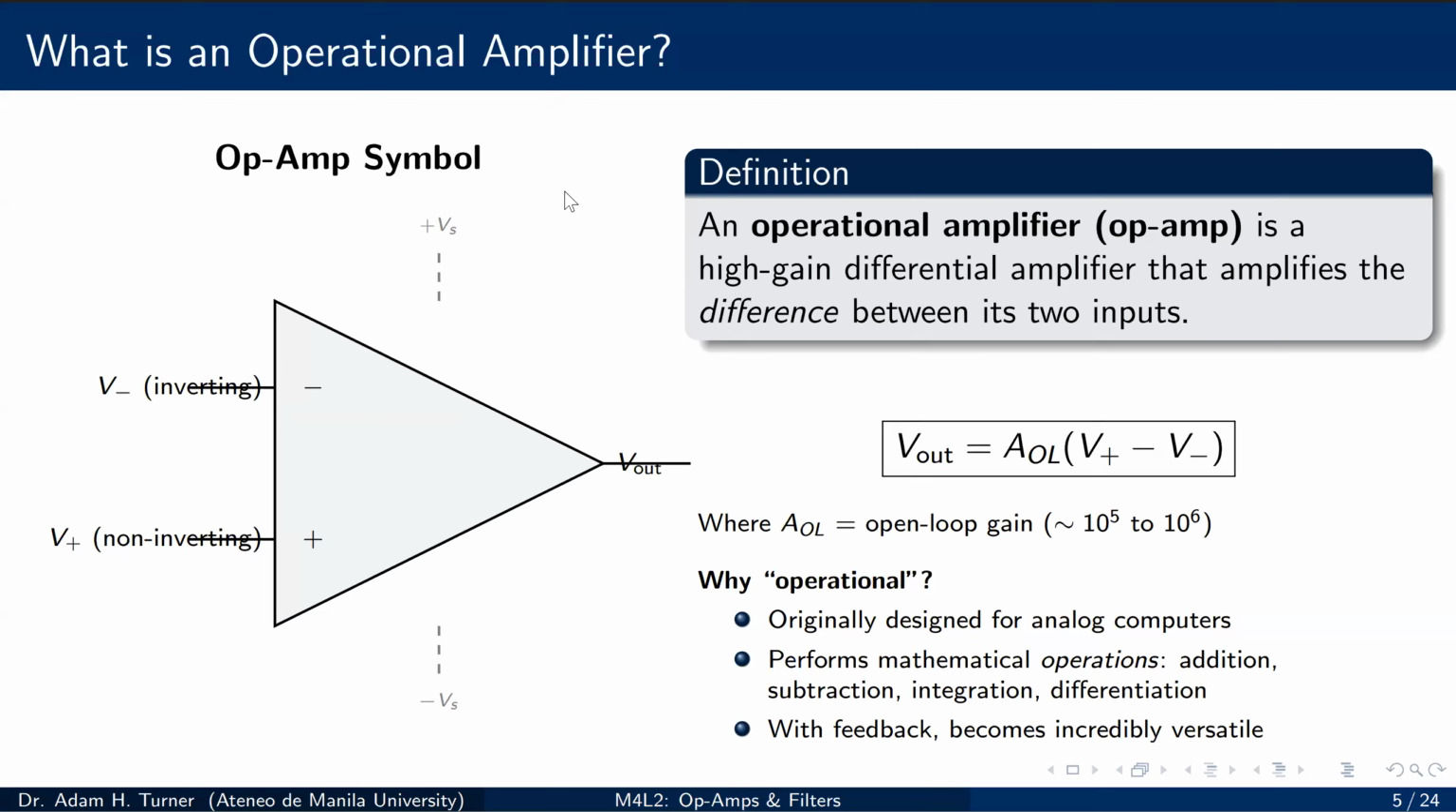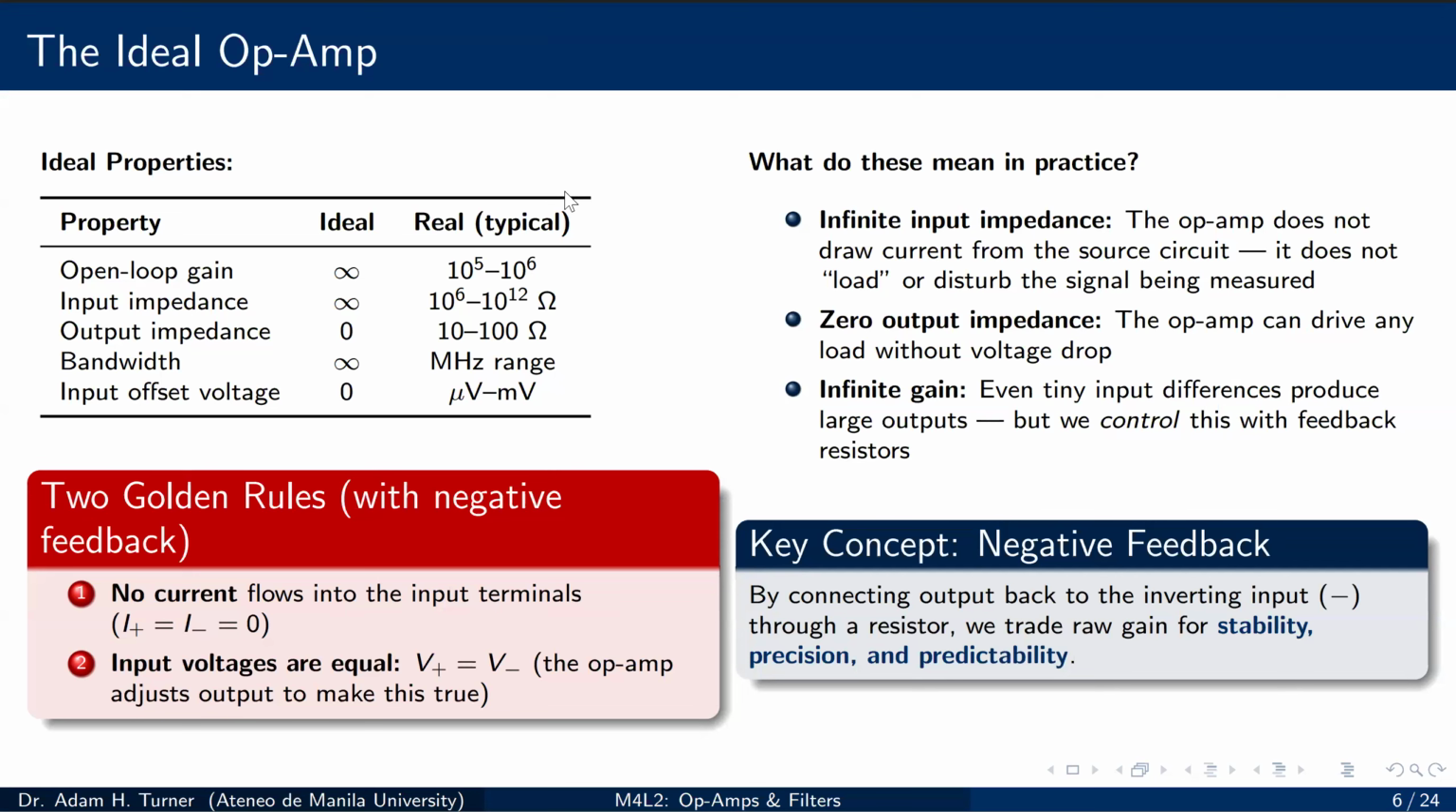So let's have a look at our ideal op amp before we look at specific configurations. This is a simplification that makes circuit analysis straightforward, and it's remarkably accurate for most instrumental applications. The table on the left shows five ideal properties versus typical real values: infinite open loop gain, infinite input impedance, zero output impedance, infinite bandwidth, zero offset. Real op amps don't quite hit infinity or zero, but they come close enough that the ideal model works.